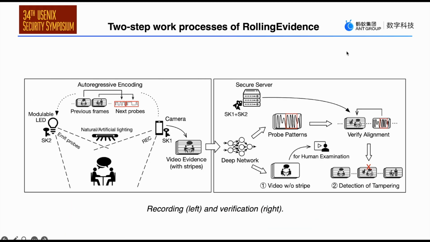RollingEvidence employs stochastic probe encoding, linking frames to prior ones and device cryptographic keys. During verification, deep networks extract strip patterns, decode probes, and produce strip-free videos for clear viewing, enabled by rapid LED switching that avoids persistent frame occlusion.